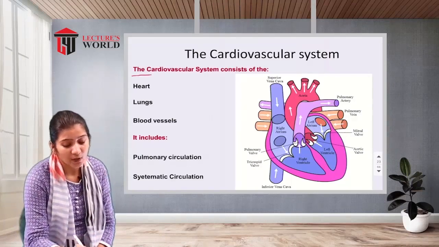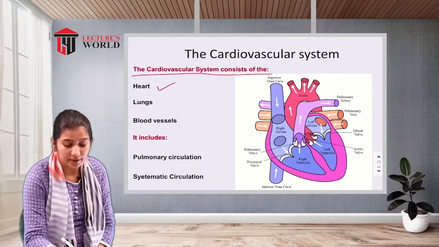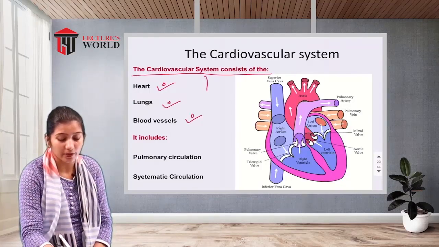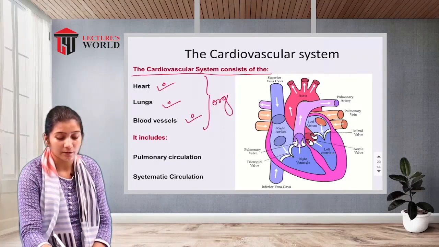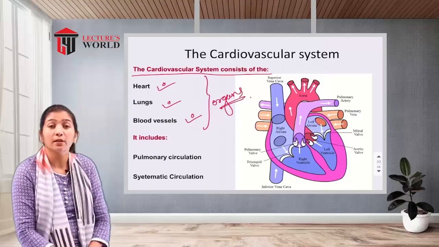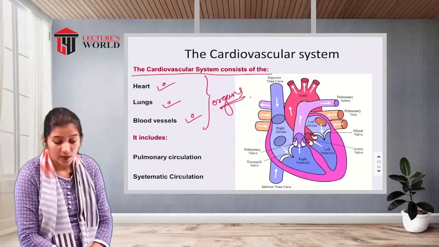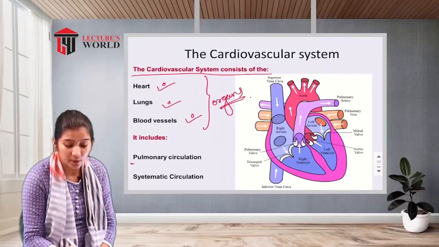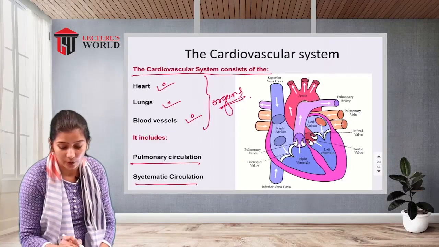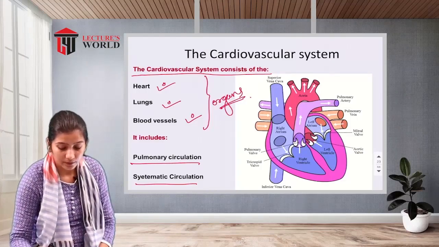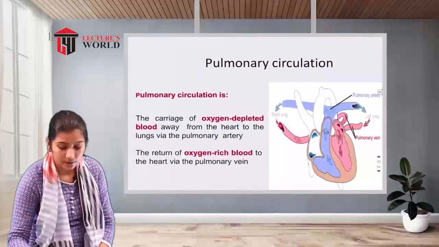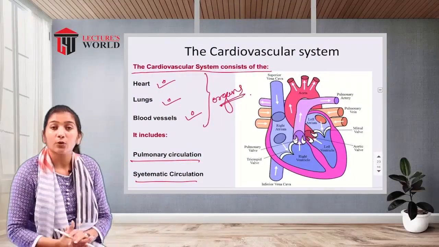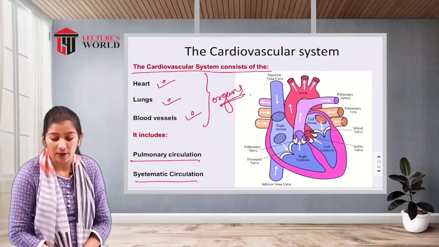Now the cardiovascular system consists of the heart, lungs, and blood vessels. These 3 organs form the whole cardiovascular system. And the cardiovascular system includes 2 types of circulation, that is the pulmonary circulation and the systemic circulation. Before moving to the pulmonary circulation, let me tell you the general circulation of the heart.